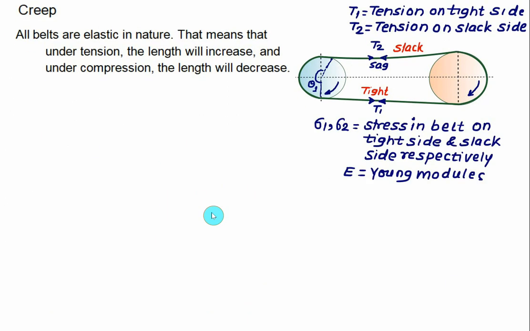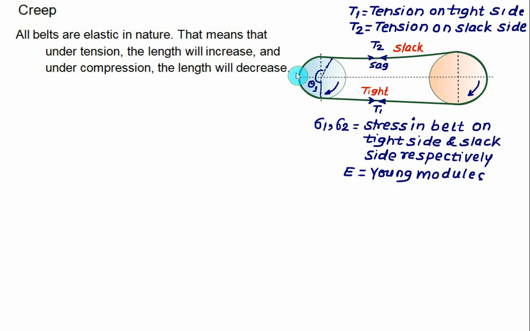In the case of creep, slip occurs because there is a difference in the tensions on the two sides. Let sigma 1 and sigma 2 be the stress in the belt on the tight side and the slack side respectively, and E represent the Young modulus. Due to the changes in length, there is a relative motion between the belt and the pulley surfaces, which is known as creep.